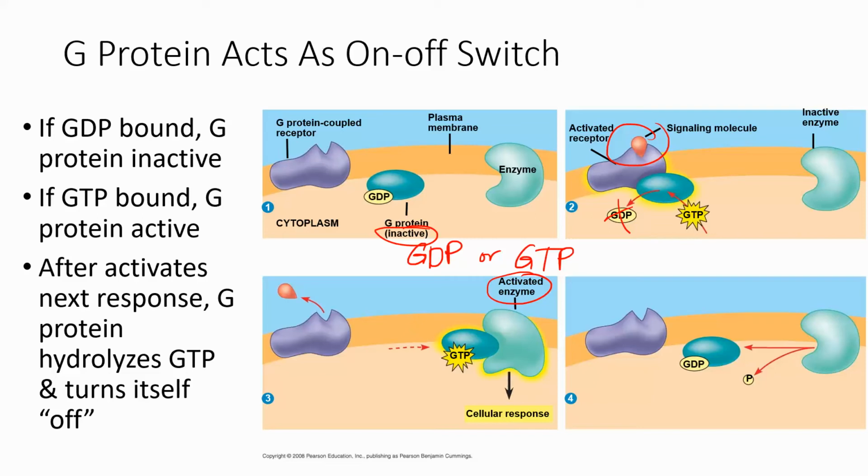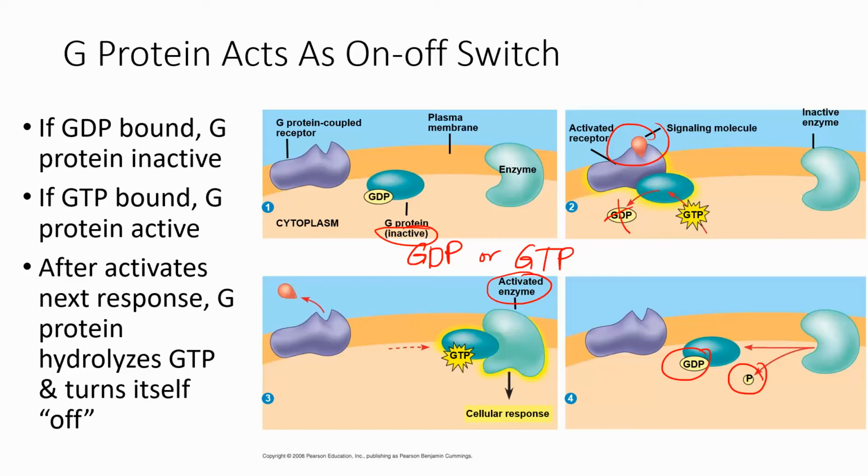Once that G protein activates an enzyme, it hydrolyzes the GTP to form that inorganic phosphate that you see here, and a GDP. The GDP stays stuck to the G protein. Now it's got a GDP attached to it, which means it's off now.